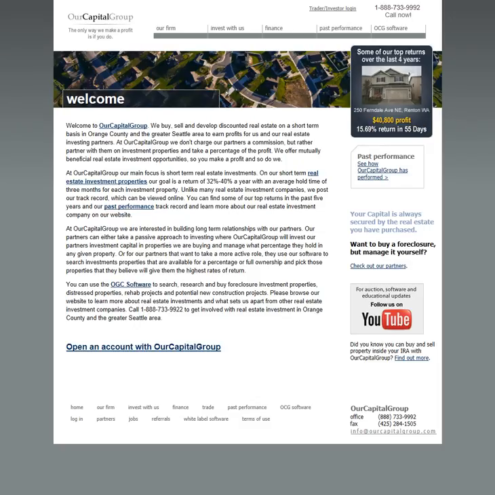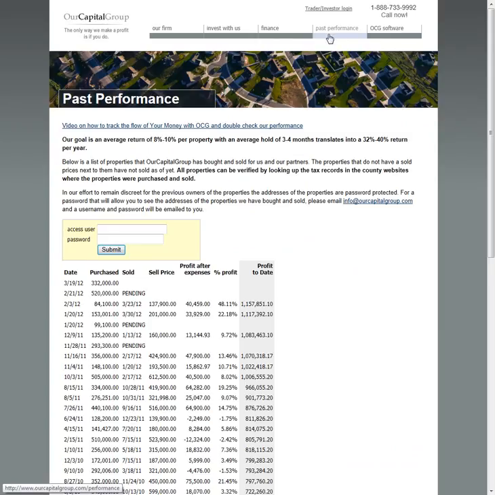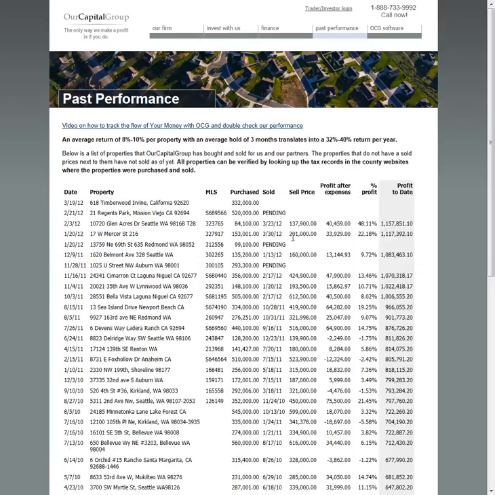Getting back, I did want to go over a couple things. As always, if you don't have an account set up with our Capital Group, you can always click on Past Performance, put in OCG, and then Welcome, lowercase, and then you can go ahead and see what's going on as far as different properties that we have pending and so forth. This one, the Timberwood, we haven't taken possession, but everything else is pending at this point.